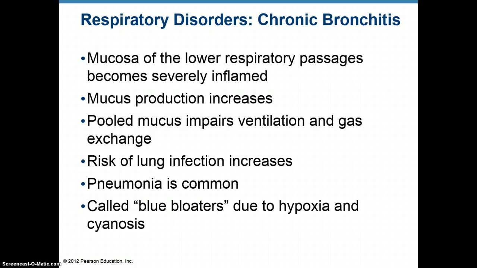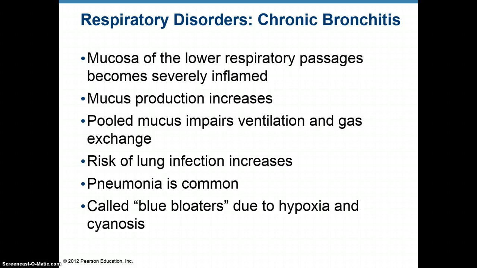At least their risk is higher. And they tend to have what we call pneumonia. Pneumonia is when your lungs tend to have water. That's what we mean by pneumonia. People who have chronic bronchitis are also called blue bloaters. Blue bloaters because they tend to have hypoxia. That means they don't breathe in oxygen as much. And the less oxygen you breathe in, the more you tend to be blue.